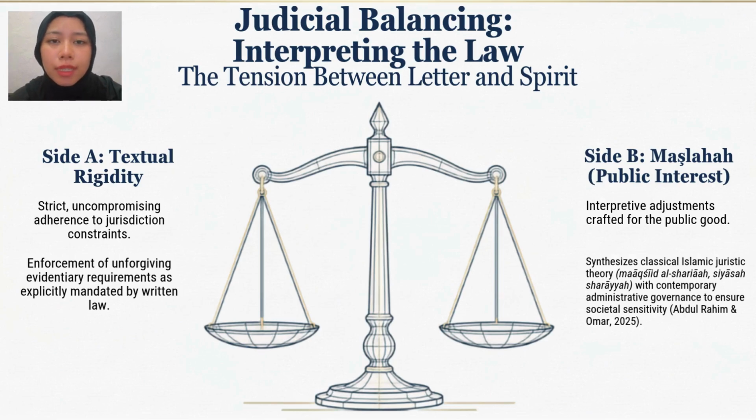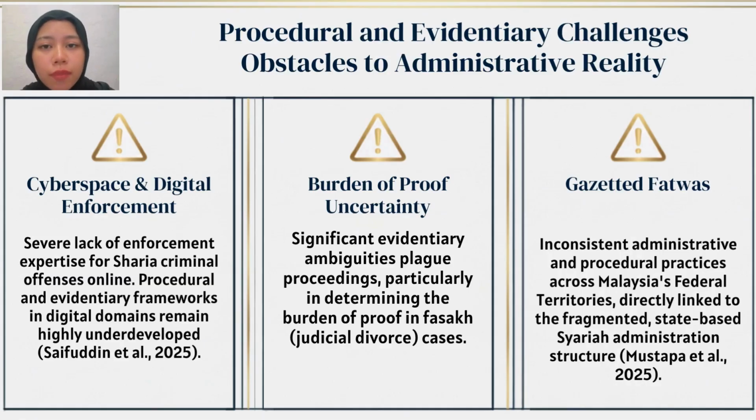Second is judicial balancing in determining jurisdictional facts. When courts decide if a jurisdictional fact exists, they face tension between textual rigidity and maslahah. What is textual rigidity and maslahah? Textual rigidity means they must strictly follow the evidence required by law, and maslahah means they may interpret for public good. As Abdul Rahim and Omar said, this balancing affects how strictly the court will review if the fact truly exists.